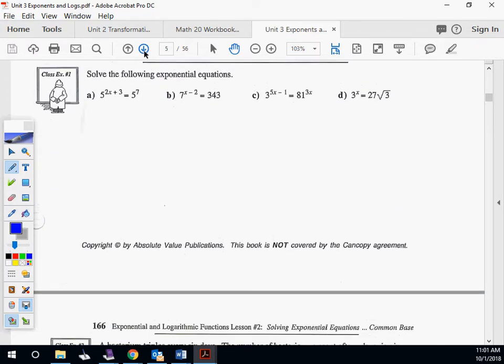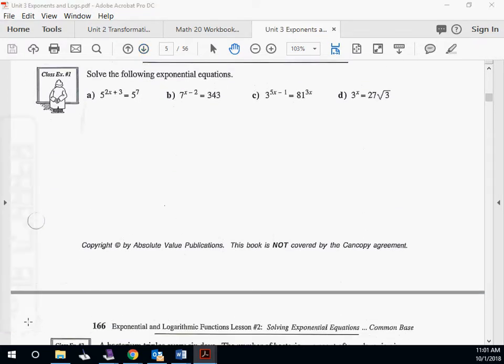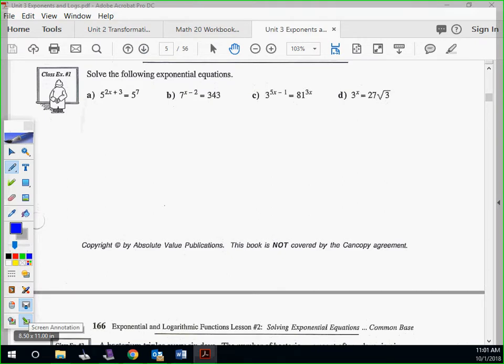So simply, okay, this one they gave to you already. 5 and 5. Cool. Same base. So 2x plus 3 and 7. 2x plus 3 equals 7. Simple algebra solve. They have the same base, therefore you can drop the bases and solve for x that way. Minus the 3. Divide by 2. x is 2.